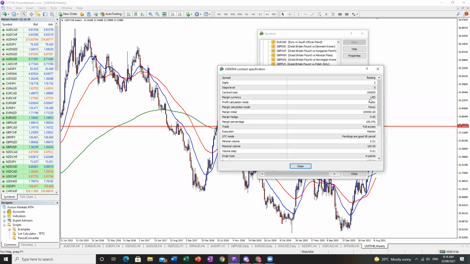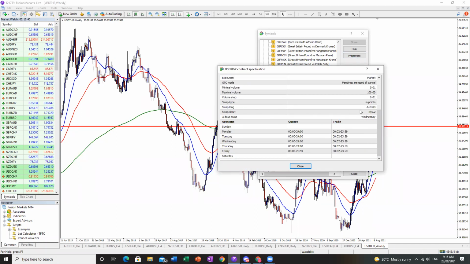Dollar against those, see look at that, negative 658 swaps long, but positive 395 short. So you would only ever short this market, not buy it, right? I would never buy this market, but I would short it. 395 swap favors short.